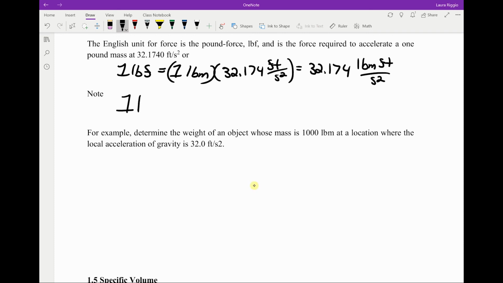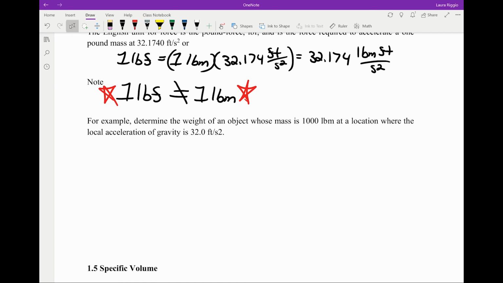Please remember, 1 pound force does not equal 1 pound mass. This will trip you up in tons of your problems. A pound force is not equal to a pound mass. So, as a quick example, if I wanted to determine the weight of an object whose mass is 1,000 pounds, at a location where the local acceleration of gravity is 32.2 feet per second, what am I going to do?